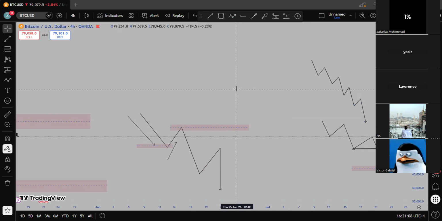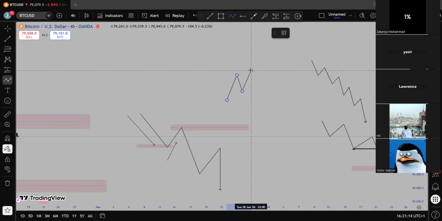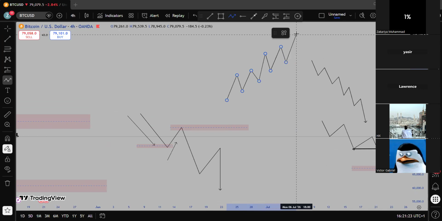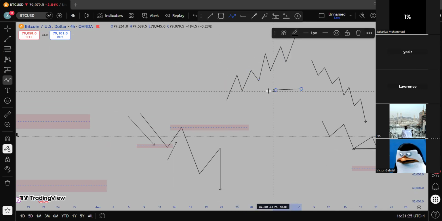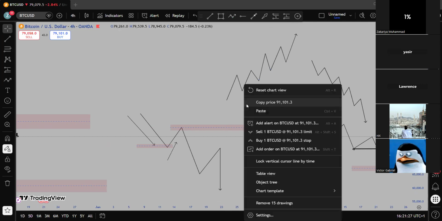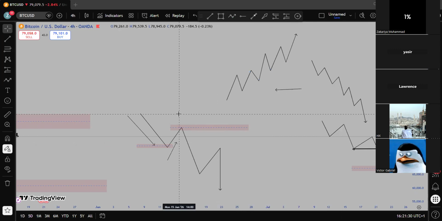And we talk about an uptrend. An uptrend is when the market keeps breaking highs: higher highs, higher lows, higher highs, higher lows, higher highs. This is how we determine an uptrend.